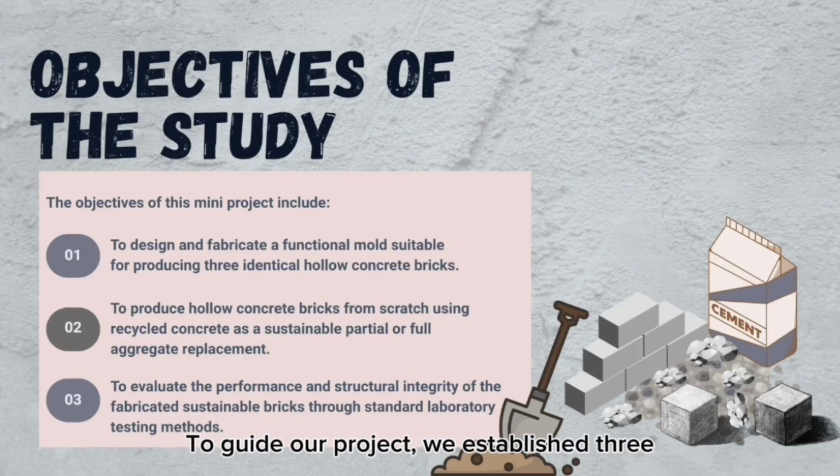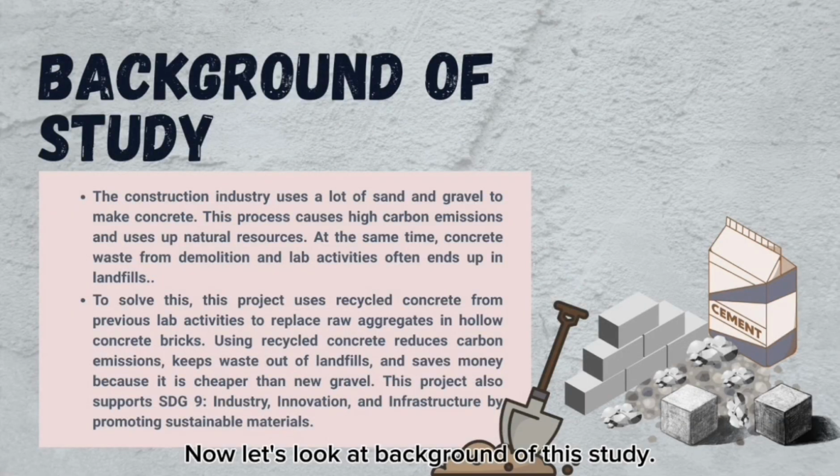To guide our project, we established 3 primary objectives. First, we aim to design and fabricate a functional mold suitable for producing 3 identical hollow concrete bricks. Second, our goal was to produce hollow concrete bricks from scratch using recycled concrete as a sustainable partial or full aggregate replacement. And third, we set out to evaluate the performance and structural integrity of the fabricated sustainable bricks through standard laboratory testing methods. Now let's look at background of the study.